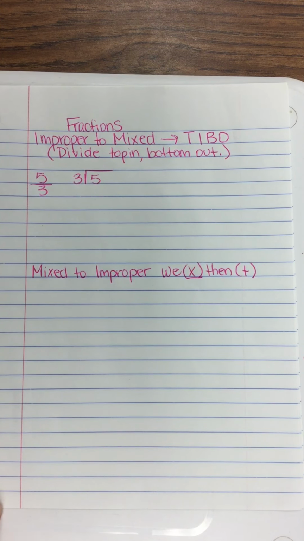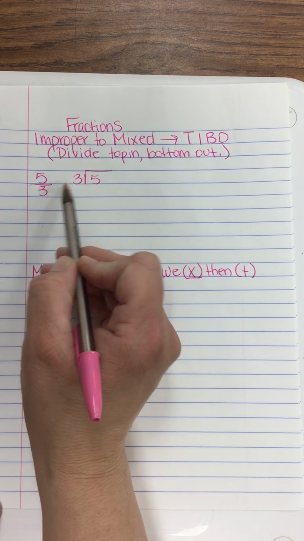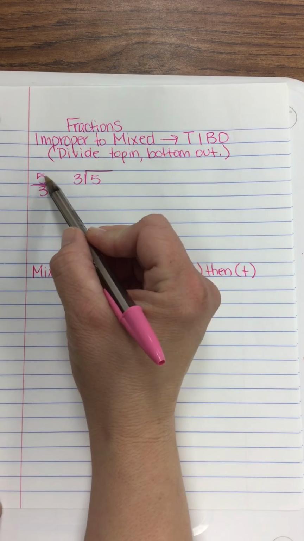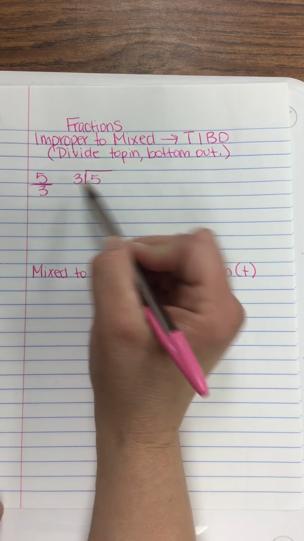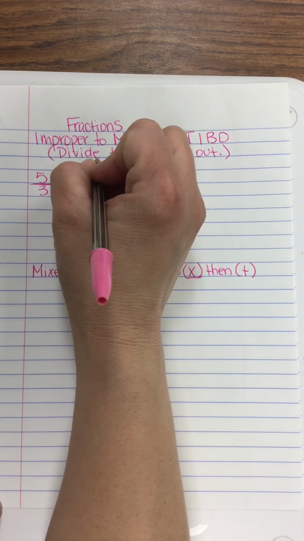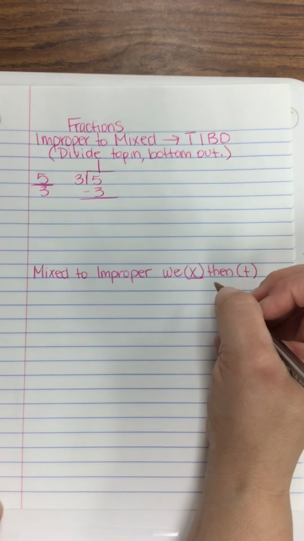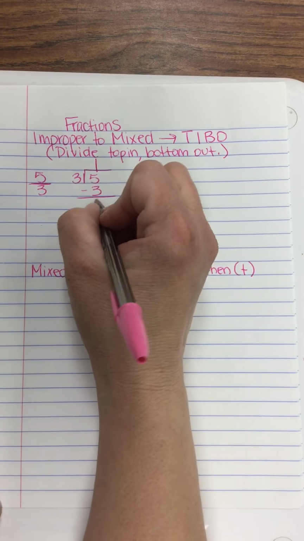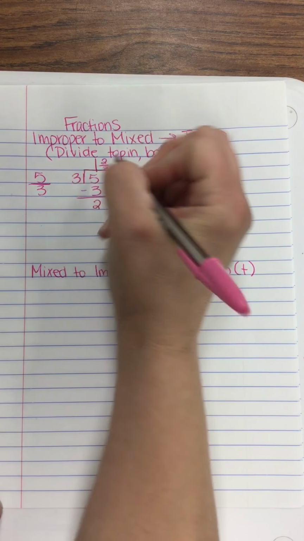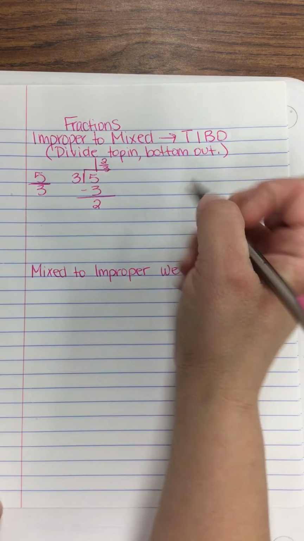So we have to divide it, which means 5 goes on the inside, 3 goes on the outside, because this fraction bar means divide. That's 5 divided by 3. So we're going to say 3 will go into 5 one time. 1 times 3 is 3. Okay, then we subtract. 5 minus 3 is 2. 2 becomes the numerator, and the denominator is 3. So I have 2 out of 3 left over.